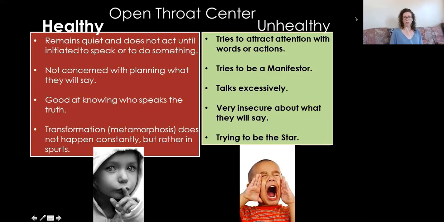Okay, unhealthy. Tries to attract attention. Now, this is so insidious. And if you have a center undefined, it might be difficult for you to even see that this is true. But man, I see this in people with this center undefined. I really do. So take a look in the mirror. Just watch and see anywhere in your life where you are trying to get attention. Tries to be a manifester, tries to initiate and make things happen, and definitely talks excessively. Experience that one. Very insecure about what they're going to say, because they don't know, and at some level they know that they can't control it, and they are trying to be the star.